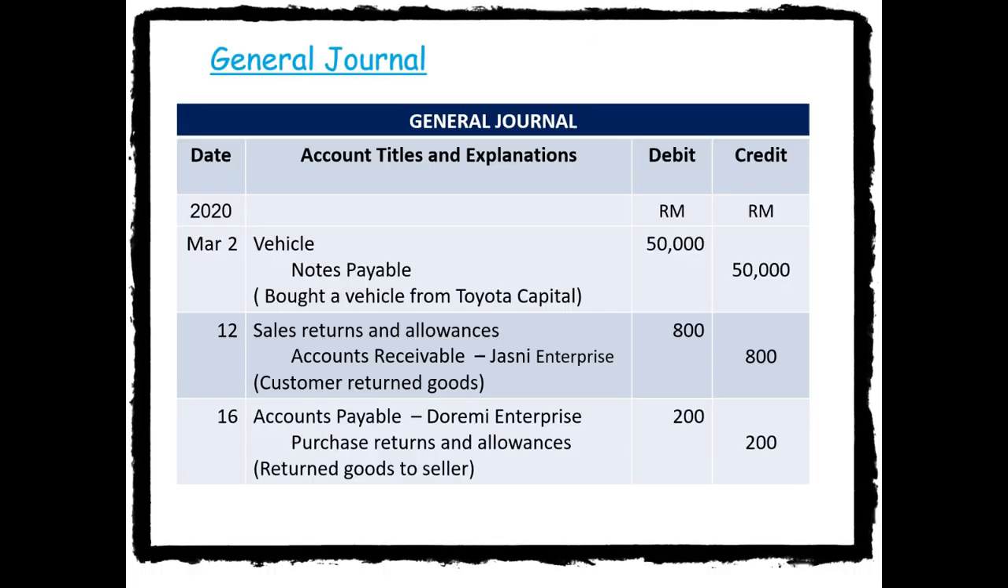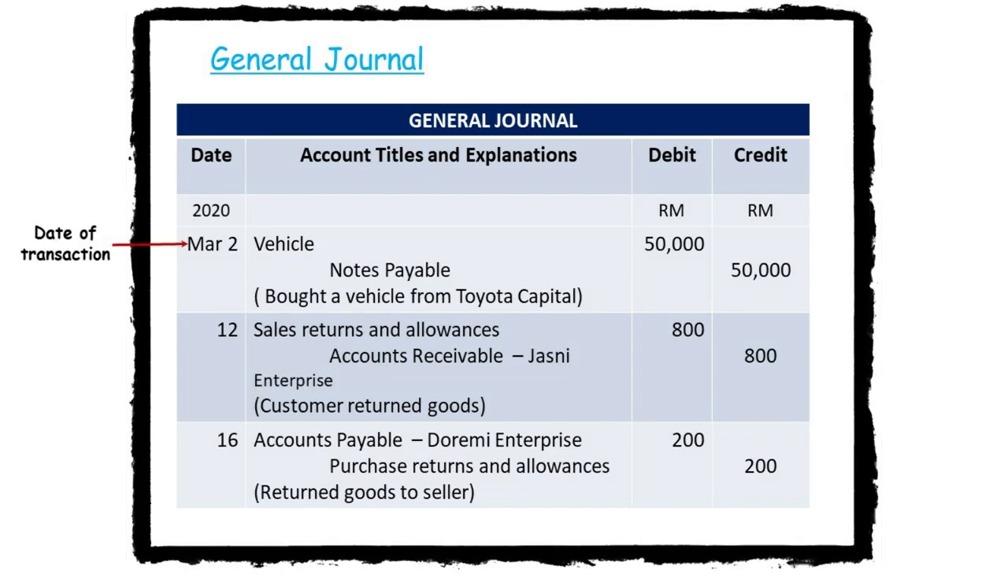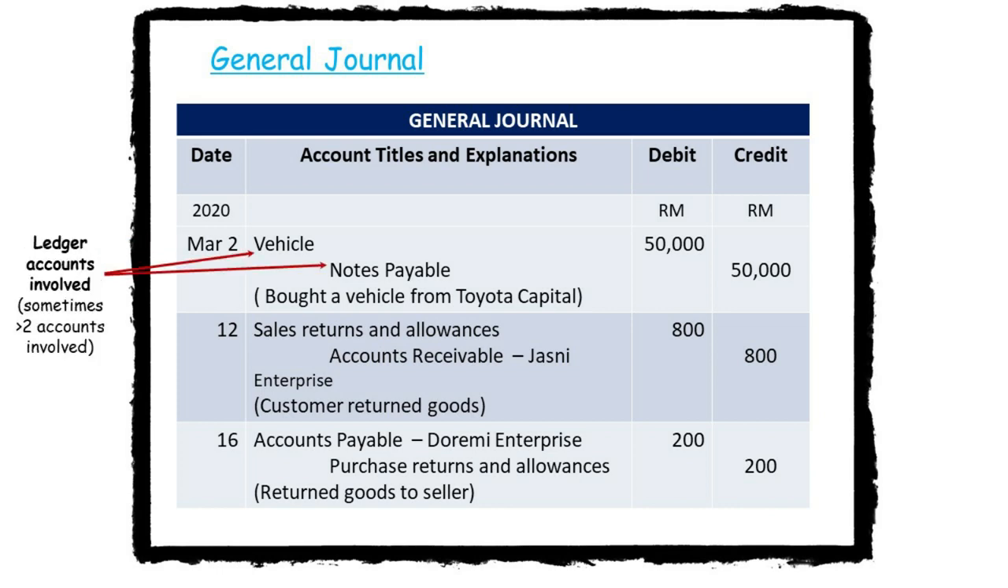This is the format of general journal. Corresponding to it, each journal entry is going to show a transaction date. Next, we will write the accounts that were affected in the column of account titles and explanations. There will be at least 2 accounts involved in each transaction. This is because, according to double entry, every journal entry would have at least 1 debit and at least 1 credit. Sometimes, it'll be 2 debits and 1 credit or 1 debit 2 credits, etc.